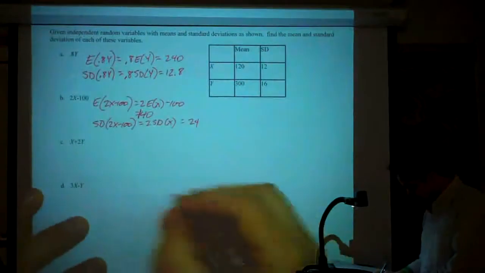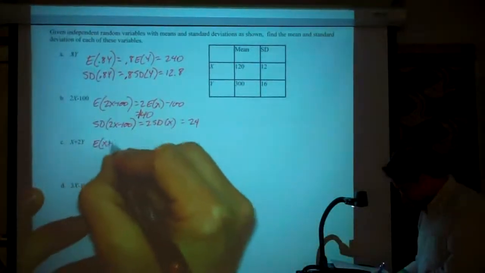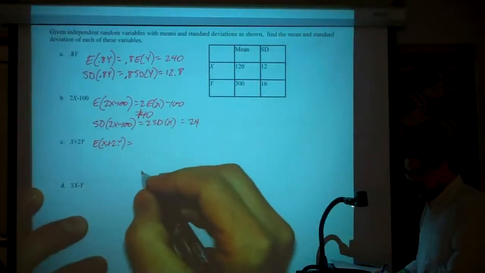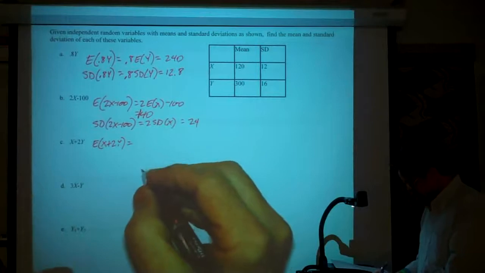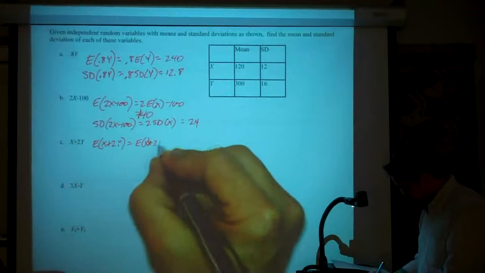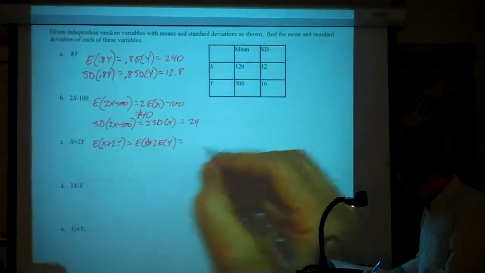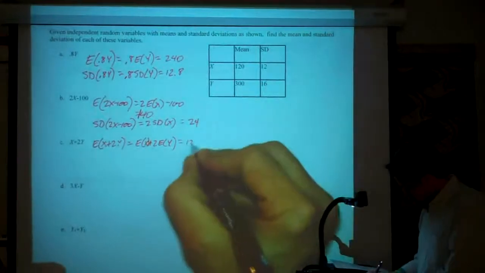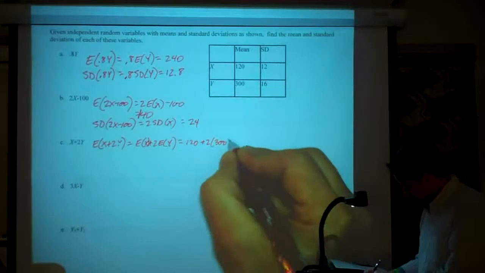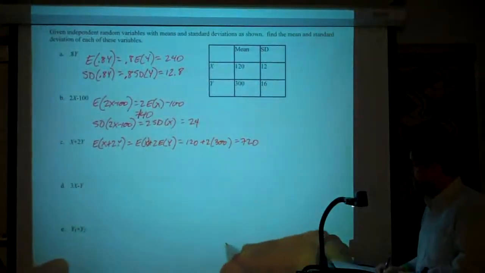Now we look at x plus 2y. The expected value of x plus 2y. Again, means, expected values, these are easy. It's just the expected value of x plus 2 times the expected value of y. And that's 120 plus 2 times 300, and that's 720. Piece of cake there, no problem.